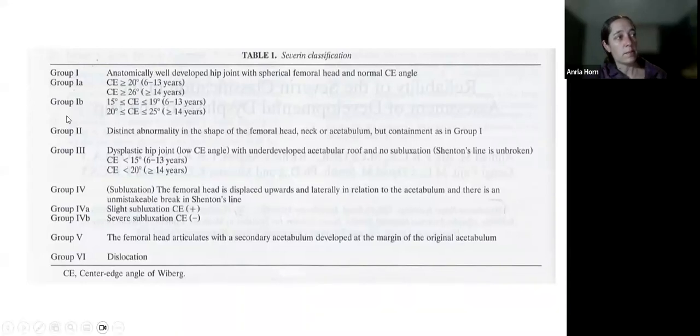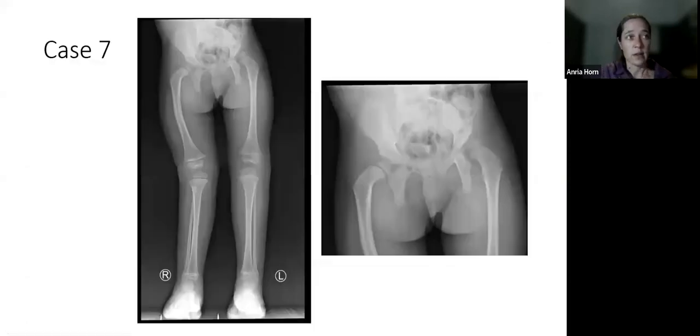So group 1 is basically normal. Grade 2, there's some abnormality, but it's contained. So you might have coxa breva or something, but the head's congruent and they usually do very well. 3, there's dysplasia, but no subluxation. 4, subluxation, and 5 and 6 basically dislocation. So that's a classification. And we're very nearly finished.